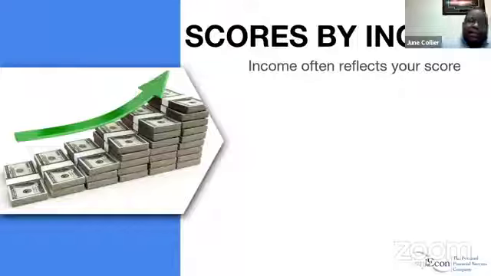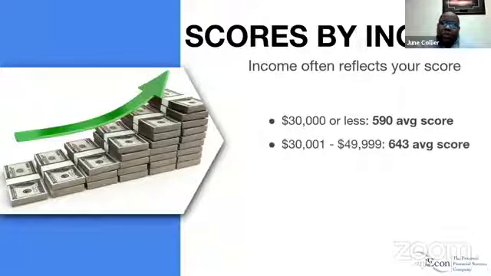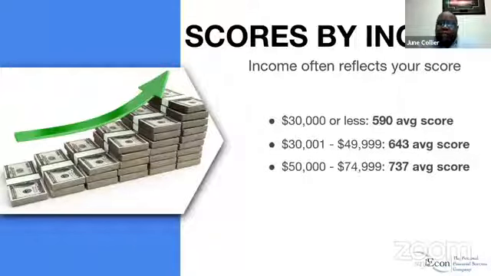Let's take a look at income, how your credit is affected by income. Oftentimes, your income reflects your credit score. So on average, people who earn $30,000 or less have a 590 average credit score. People who earn between $30,000 and $50,000 have a 643 average credit score. And then people between $50,000 and $75,000 have an average of 737 as a credit score.